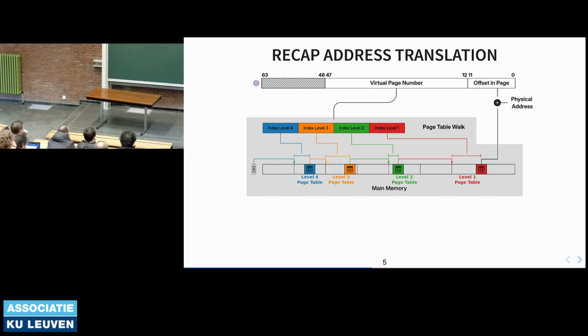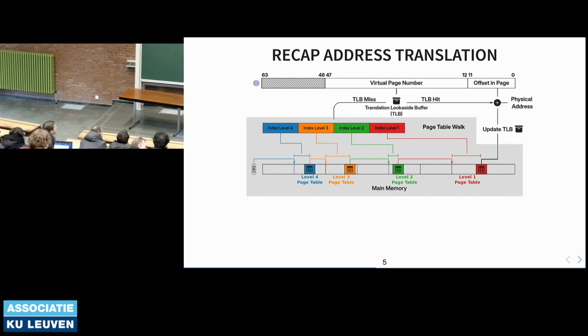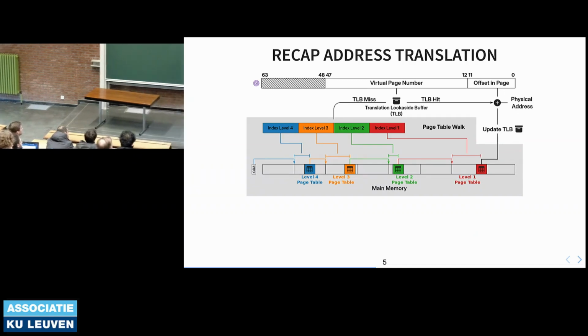And well, a page table walk is expensive because we need to walk through all different levels of paging. So we want to cache the result in a special cache, namely the so-called translation lookaside buffer. And of course, before we initialize a new virtual address translation, we first check whether the address translation is already present in the TLB. If it is, then we bypass the page table walk.